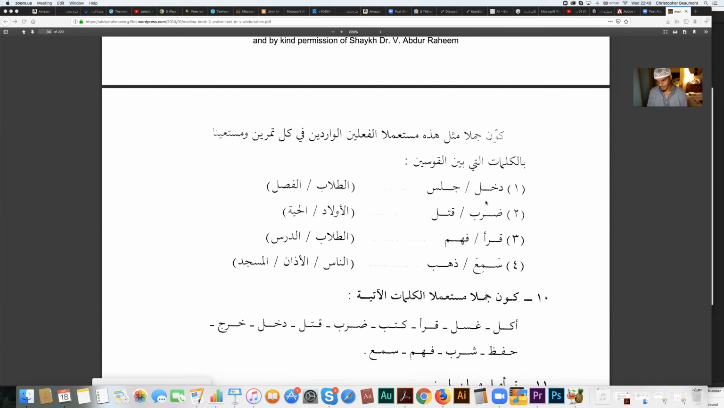The next one says كون جملا مثل هذه مستعملا الفعلين الواردين في كل تمرين مستعينا بالكلمات التي بين القوسين. Basically what this says now, it says construct sentences like this using the two الفعلين, the two verbs الواردين that have appeared في كل تمرين, in all of the exercises. مستعينا بالكلمات التي بين القوسين. So basically, guys, you have to use these two verbs in a sentence and also these two words in a sentence as well.